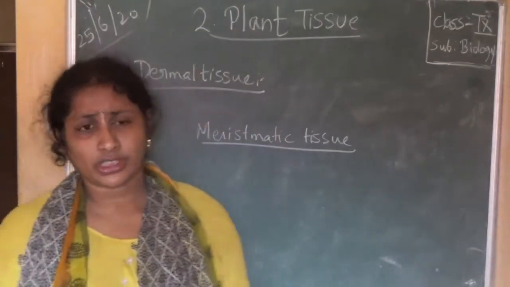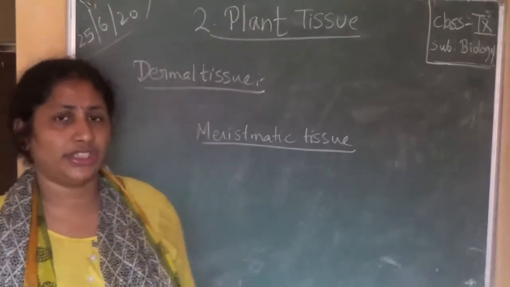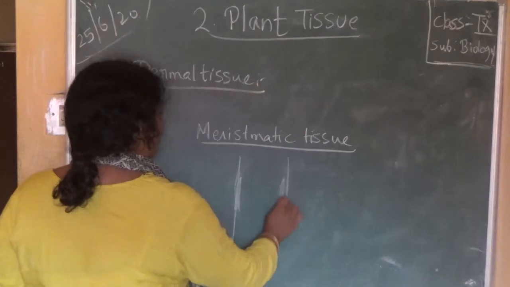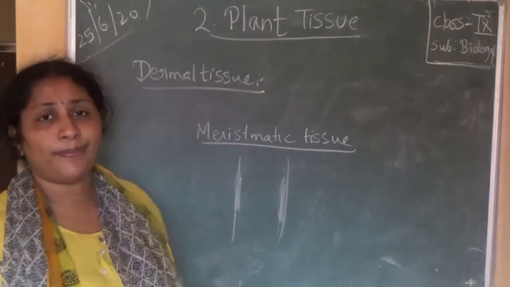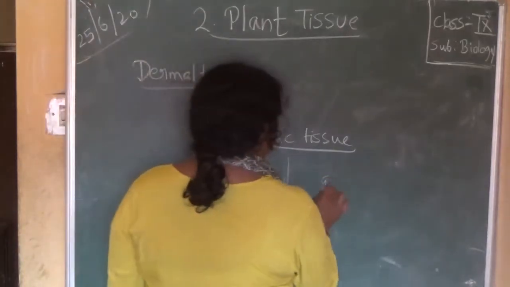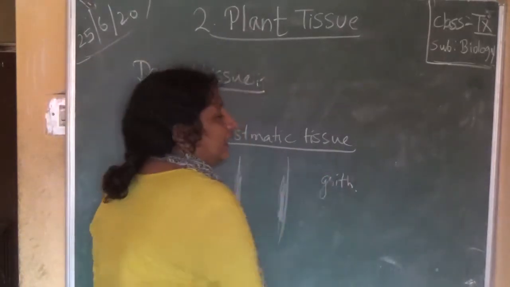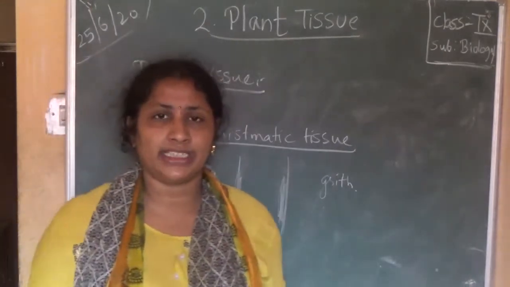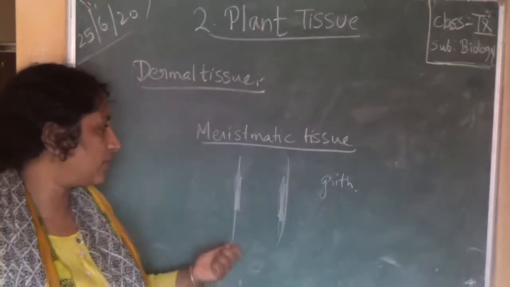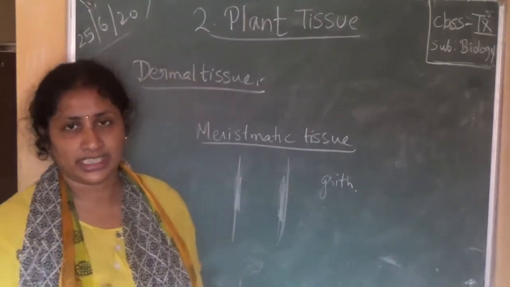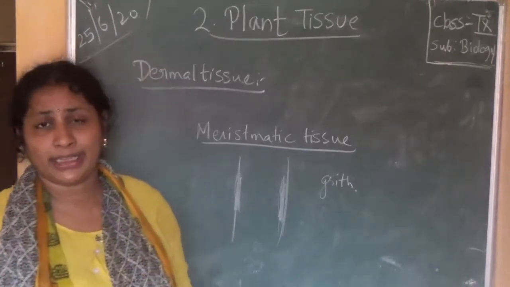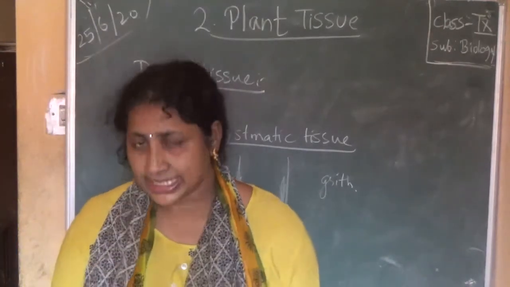Now coming to the lateral meristematic tissue, they are present on the lateral sides of the plant. They help in increasing the girth of the stem. Girth is nothing but width or diameter. The diameter of the stem is increased due to division of lateral meristematic tissue cells.